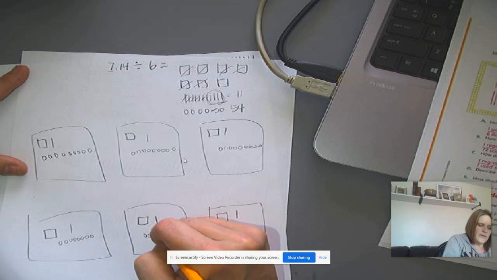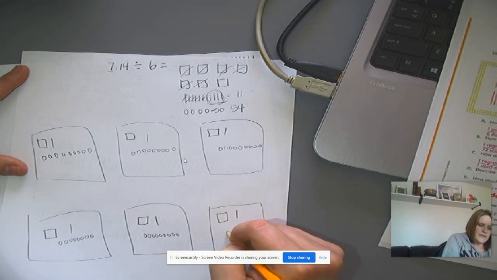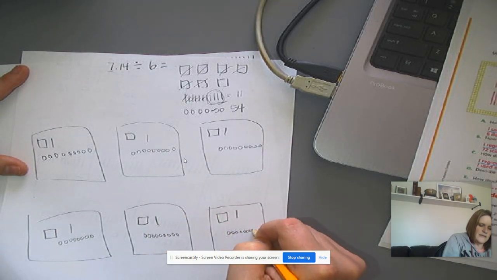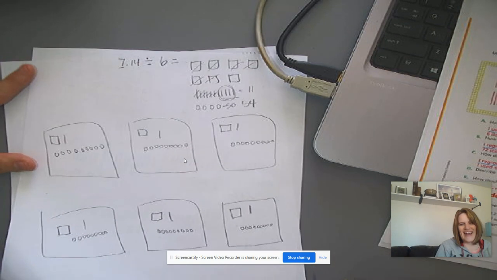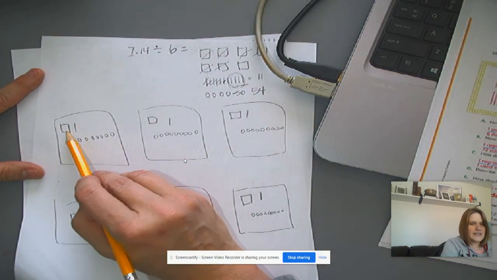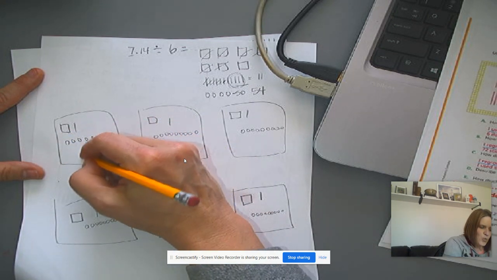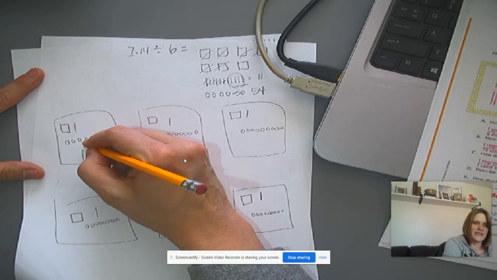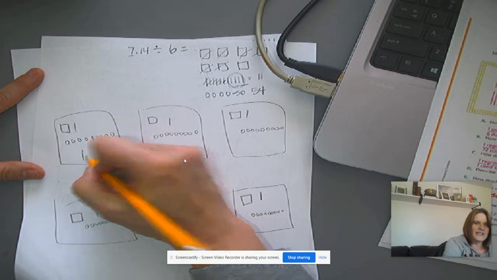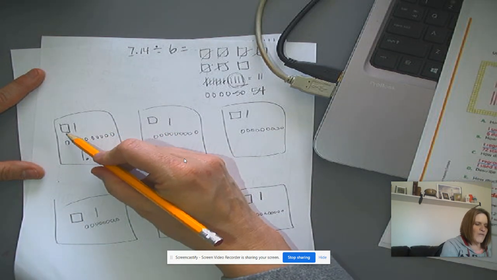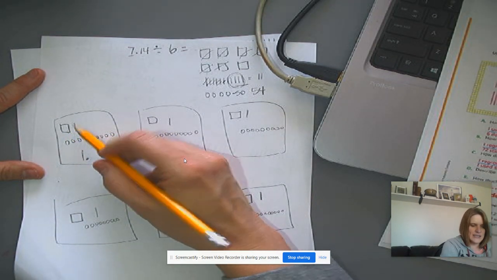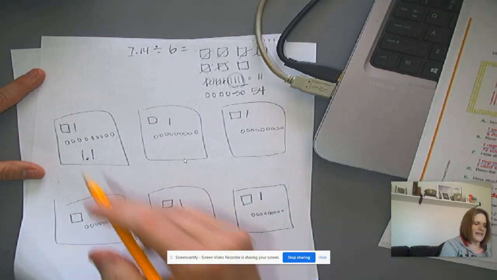1, 2, 3, 4, 5, 6, 7. Okay, so let's go look and see what we have. What does this represent? This represents 1. And then once we get into the tenths and hundredths, we need to add a decimal. So we have 1 and, do we have any tenths? We do. We have 1 tenth.